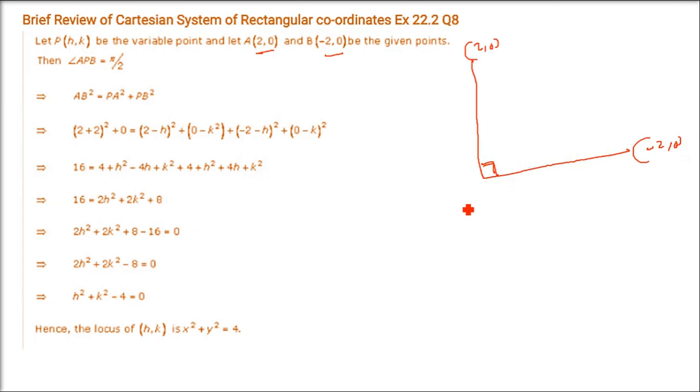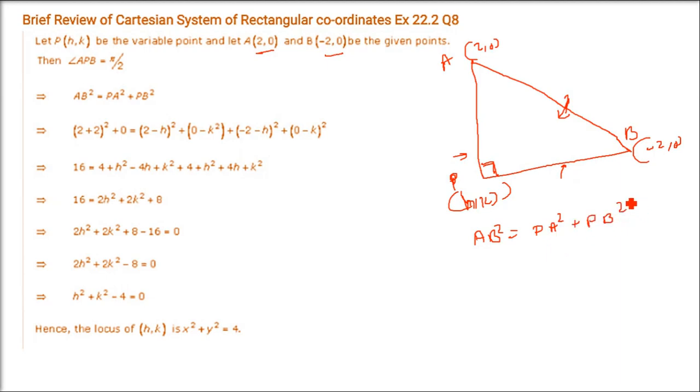So there is a point, say this point is P, the point (h, k). These two lines are making 90 degrees. So let us join these 2 points, PA and PB. As I said, this is a right angle triangle, so we can apply the Pythagoras theorem. We have AB square equals PA square plus PB square.